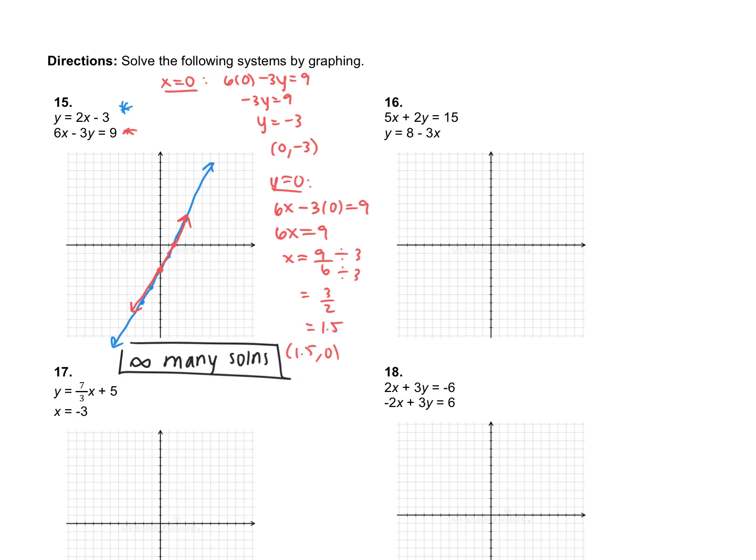Quick thing to remind you of. So there's infinitely many solutions. What is the other special case? 0. No solution. So write this down. No solution. What would that look like? Or what would that mean? The lines are parallel. So the lines are parallel. They do not intersect.